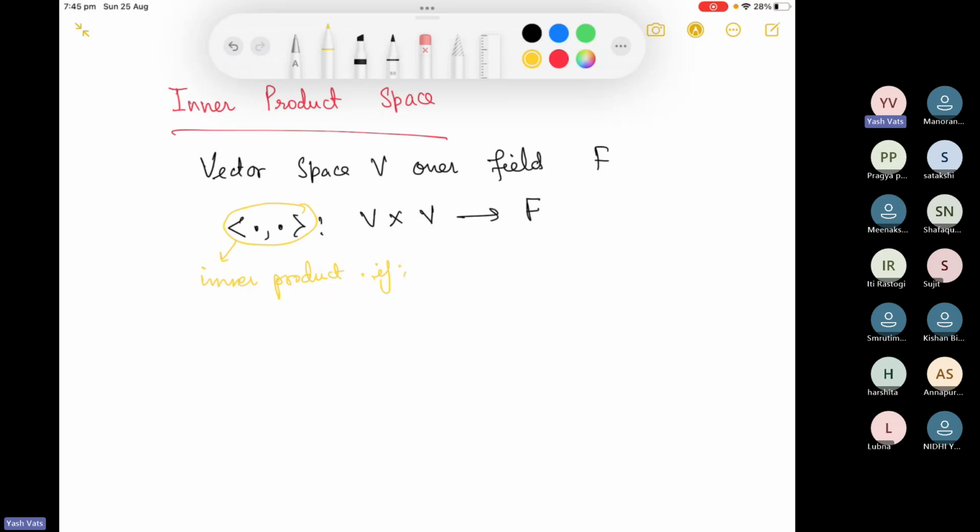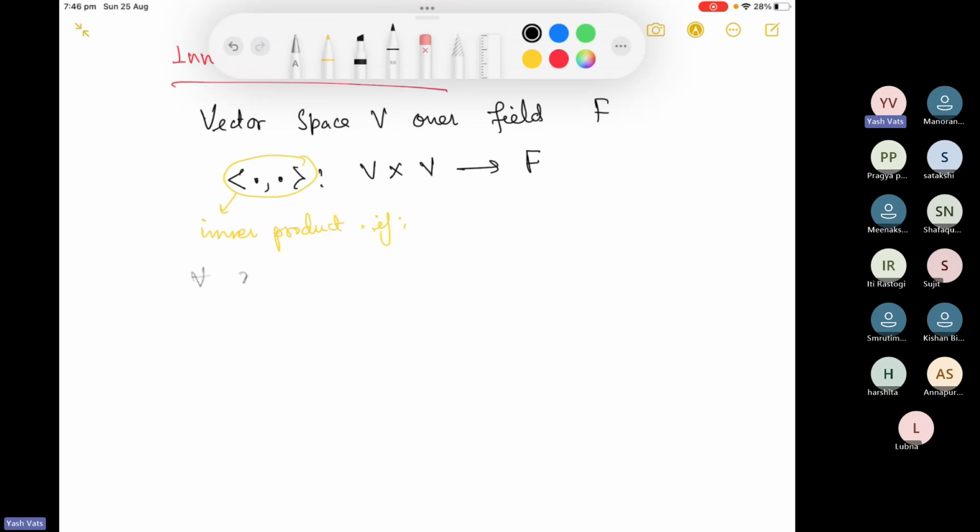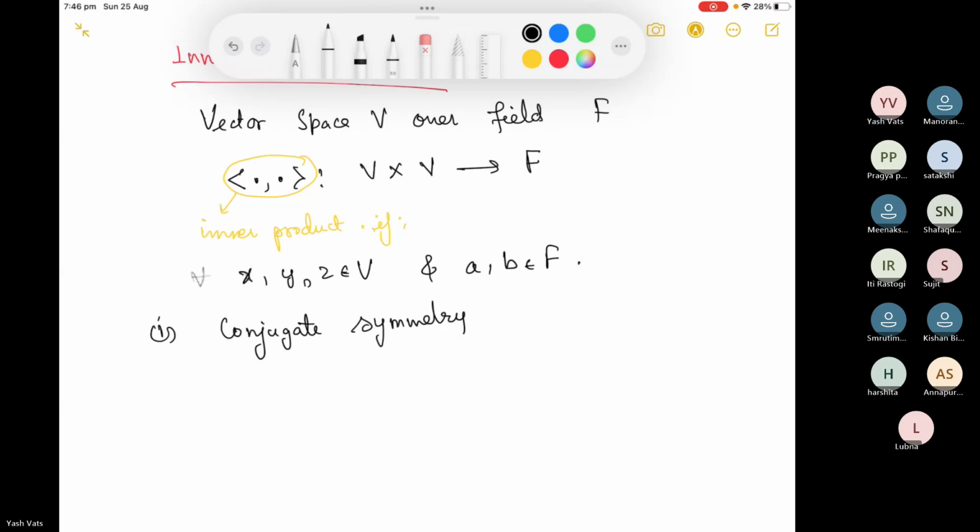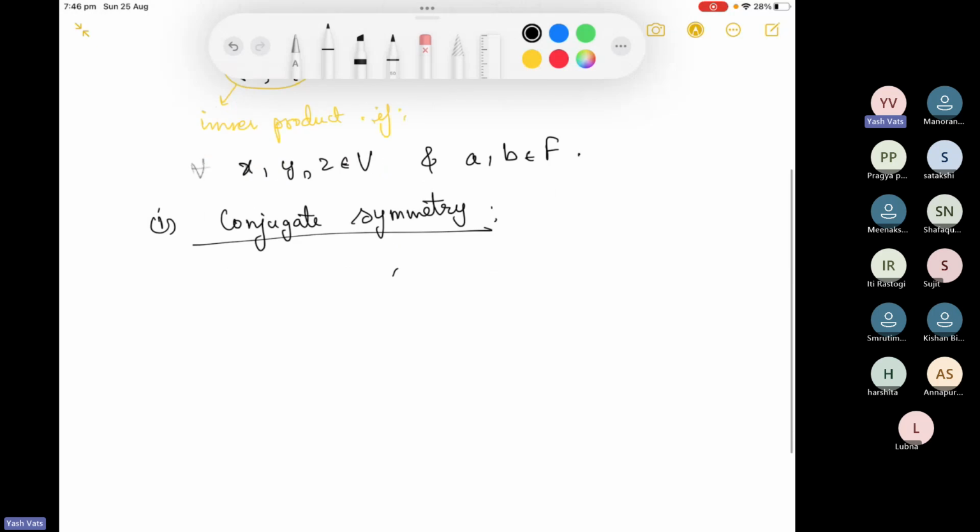So what does it satisfy? It's an inner product if, for all x, y, z in V and a, b in the field F, you have the first property called conjugate symmetry. What happens in that? x inner product with y is the conjugate of y inner product with x. So it's a conjugate. Everyone knows what a conjugate is?